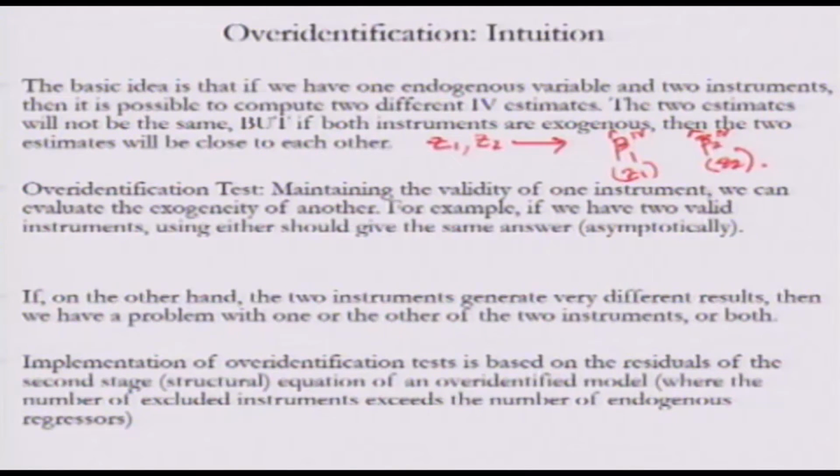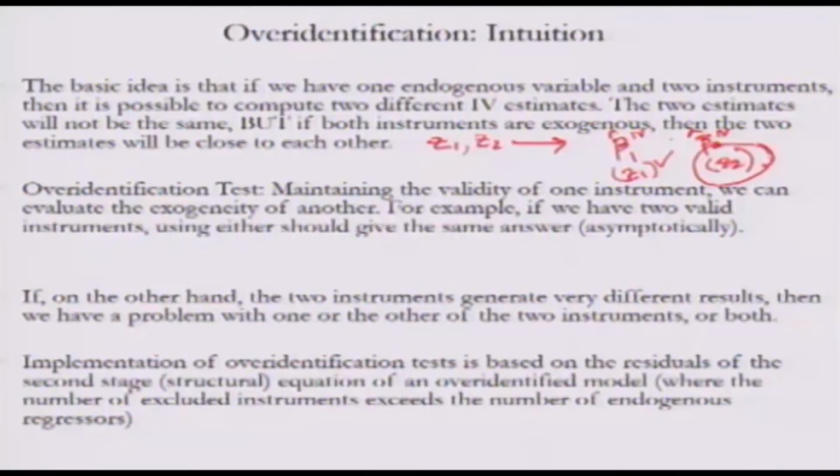What you need to do is, maintaining the validity of one instrument, we can evaluate the exogeneity of the other. So, for instance, in this example that I gave you, suppose we can assume that Z1 is exogenous, which is the sales tax, the generalized sales tax is exogenous. If we maintain that, then we can find out whether the second IV, which is the cigarette specific sales tax, is exogenous or not. Because if it was exogenous, then beta IV1 must be equal to beta IV2. If it was not exogenous, then beta IV2 is likely to be biased and be different from beta IV1.